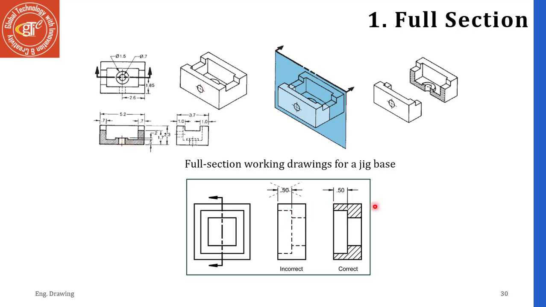इस फिगर में आप देख सकते हैं कि हमने डायमेंशनिंग जो है वो हिडन लाइन को यूज करते हुए ऐड की है जो कि इनकरेक्ट प्रैक्टिस है. So for adding the dimension we should draw the sectional view so that we can add dimension according to rules.